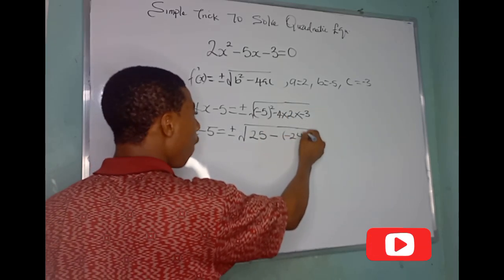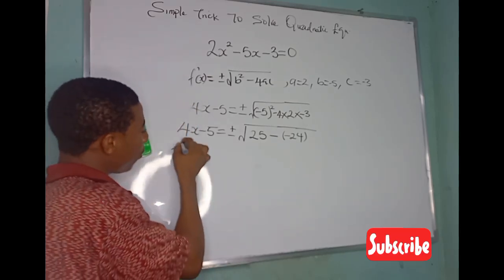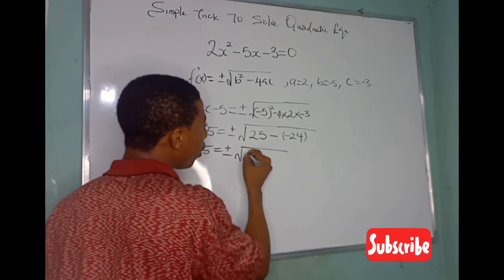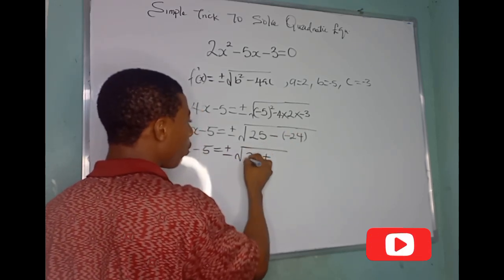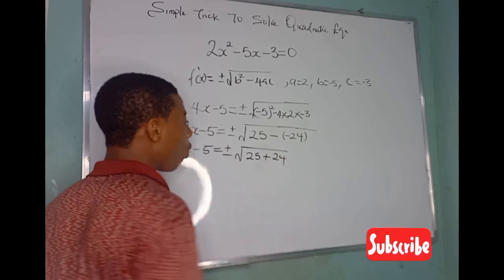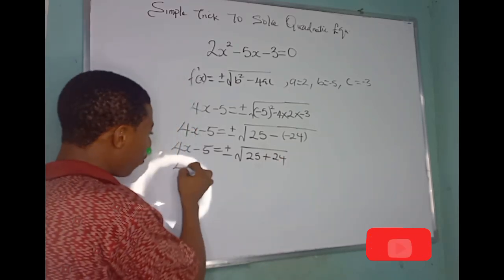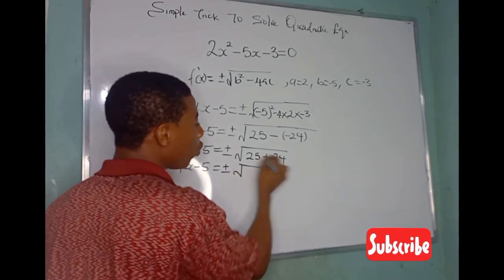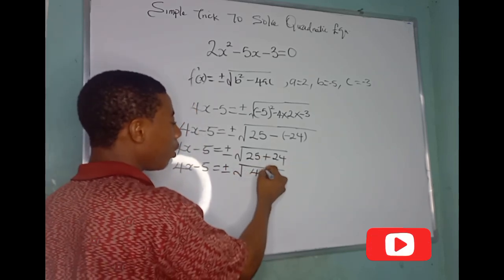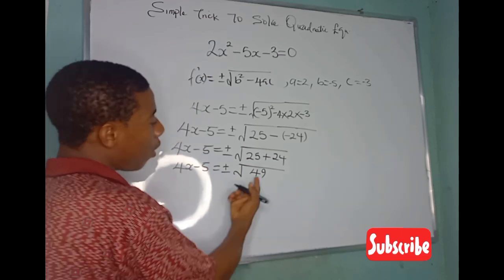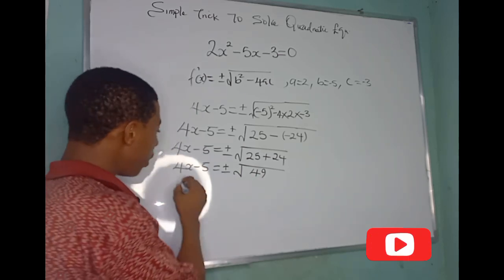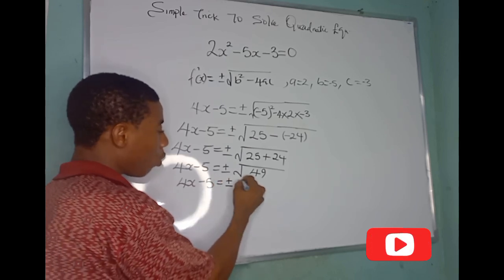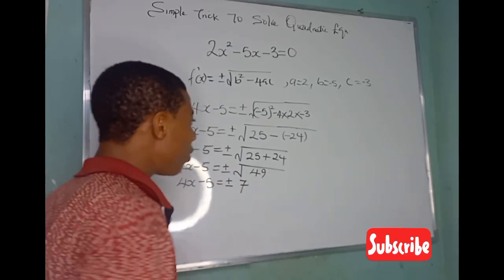If we have minus 24, so what do we have? We have 4x minus 5 equals plus or minus the square root of 25, and minus times minus is plus, so 25 plus 24. Hope you are getting it. 25 plus 24 is 49, and the square root of 49 is 7. So we have 4x minus 5 equals plus or minus 7. Wow, very interesting.